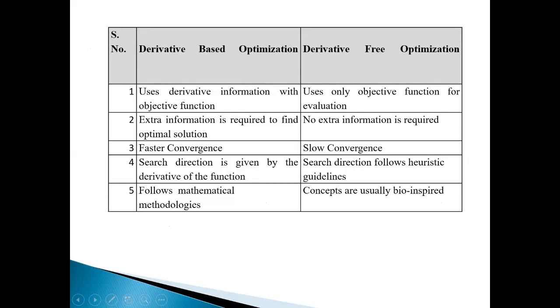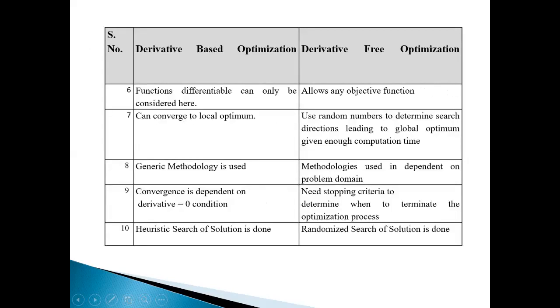Mathematical methodologies are followed here. They use bio-inspired methods. Only differentiable functions can be considered here. Here it allows only the objective function. Derivative-based methods converge to a local optimum. Here it gives scope to converge to the global optimum. A generic methodology is used here; here the methodology depends on the problem domain. Convergence here depends on the derivative-equals-zero condition. Here we need to give a stopping criterion for when to terminate the optimization process. Derivative-based is a heuristic search of solution, and derivative-free is a random search of solution.